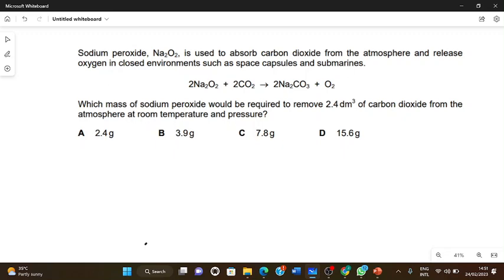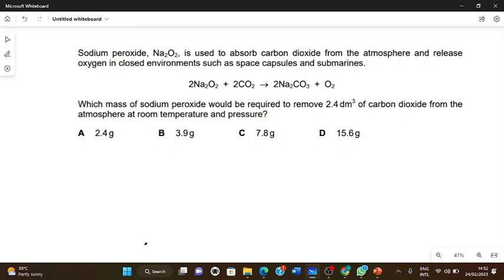Now, for example, let's solve this question. Sodium peroxide is used to absorb carbon dioxide from the atmosphere and release oxygen in closed environments such as space capsules and submarines. From the equation, 2 moles of sodium peroxide react with 2 moles of carbon dioxide to produce 2 moles of sodium carbonate and oxygen gas. We are now asked which mass of sodium peroxide will be required to remove 2.4 dm cube of carbon dioxide from the atmosphere at RTP, at room temperature and pressure. And that is what RTP means.